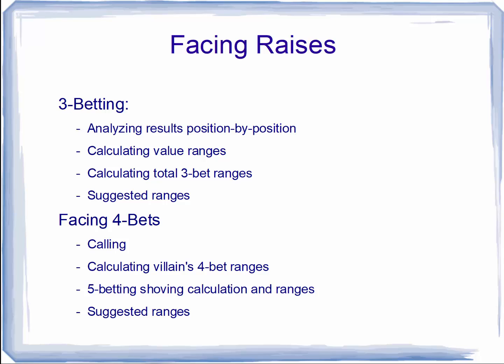Same idea with facing 4-bets. What sort of hands can we call 4-bets with? What sort of hands can we be 5-bet shoving, and versus different positions? What should shoving ranges be? We'll be calculating what sort of ranges our villain must have when 4-betting. And as always, putting all that together and coming out with ideas, specific ranges, specific advice for each scenario and position.